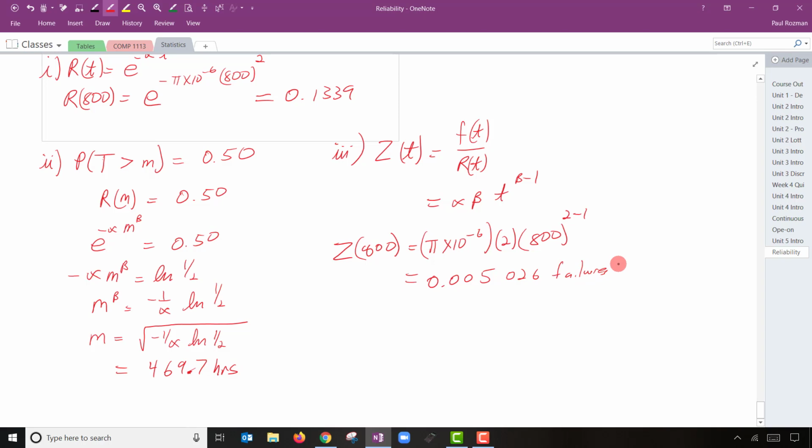I can't remember if we were doing hours or years. I think it was hours, because our mean was in terms of hours. We had a 500-hour mean. So at 800 hours, they're failing at a rate of roughly 5 in 10,000. Obviously at any given time, these failure rates will be small, otherwise they'd all be gone long before 800 hours.